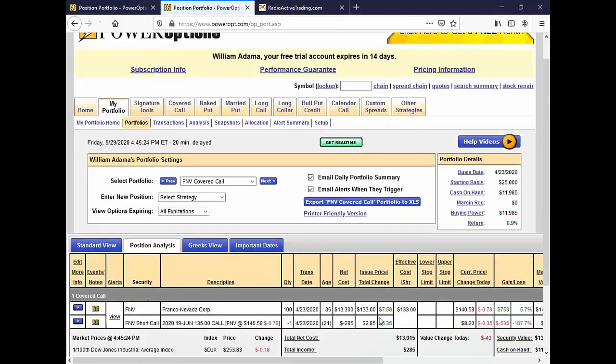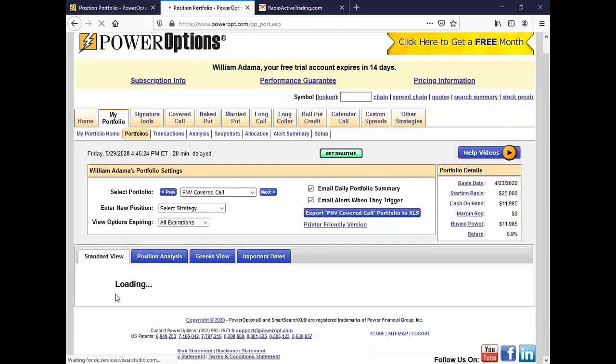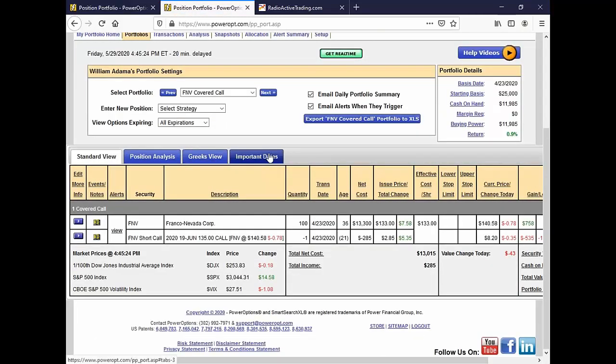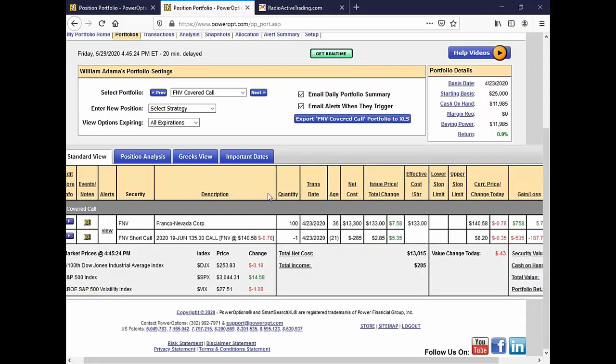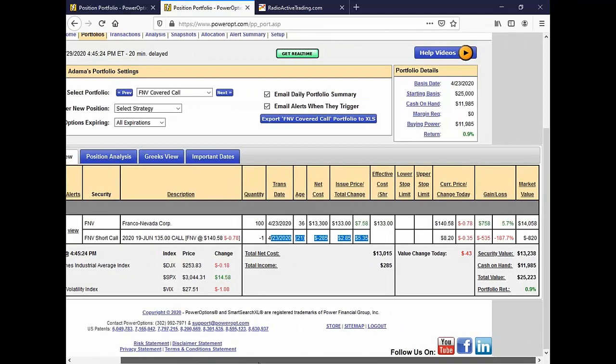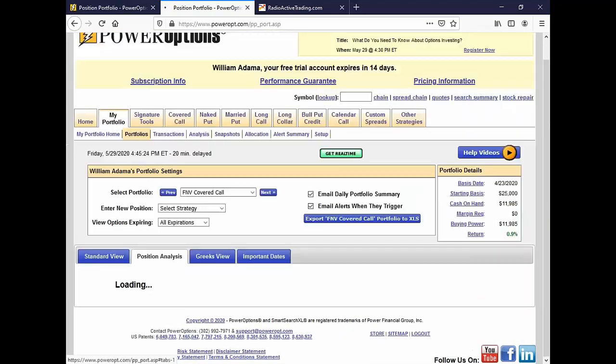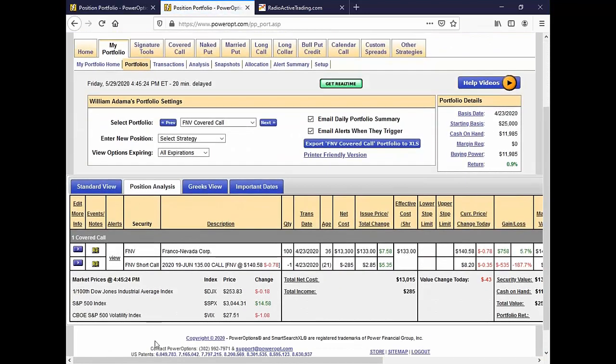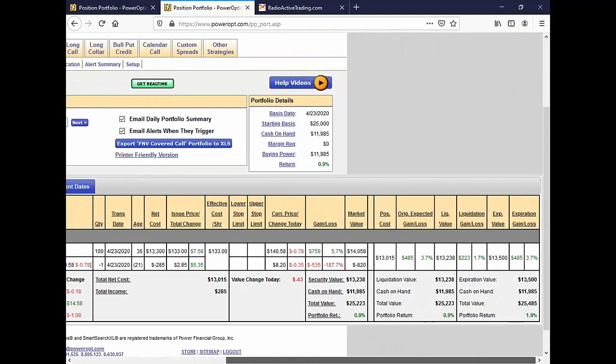Okay. So here's my covered call position. Now, if I just looked at the standard view, there's a couple views here. You've got your Greeks view and important dates. The standard view just gives you a breakdown of the current position, what your quantity is, what you paid for it, the total change for your stock, and you've got your option listed here. It's tracked as a linked position. And why that's beneficial is when I click this button that we saw earlier, this position analysis view, different from the position analysis tool, what this does is show me what my original expected gain was. I expected to make 3.7% at June expiration if I was assigned on this position, the max return.